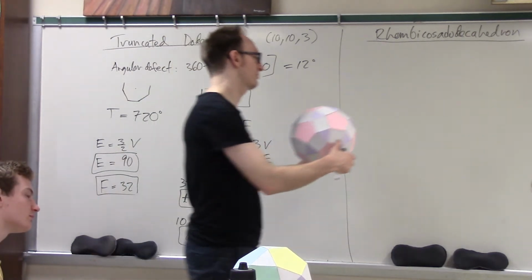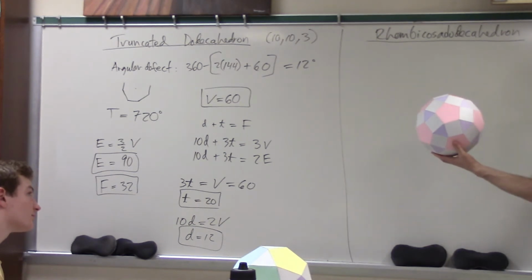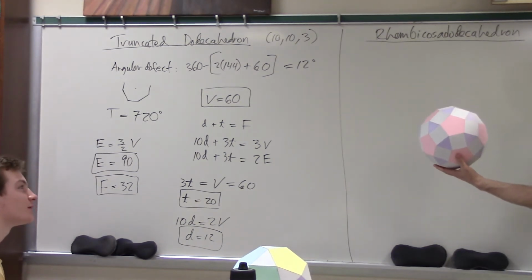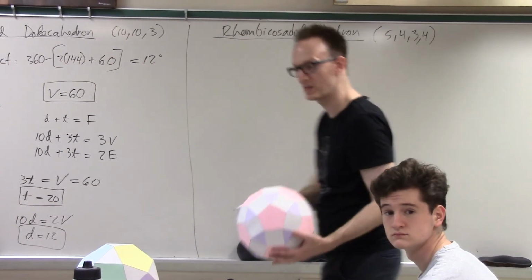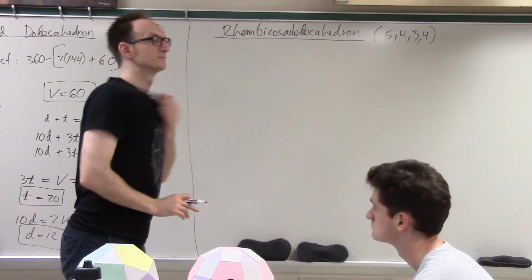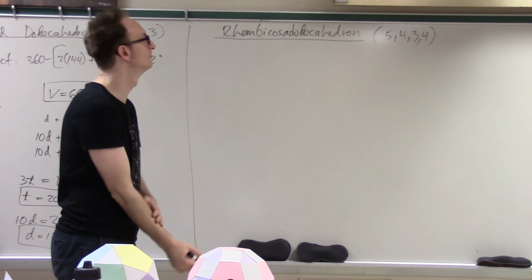But really what's important, and what I would just give you, is that locally every vertex of the rhombicosidodecahedron is a 5, 4, 3, 4. That's what's relevant. Given that information only, find the number of vertices, edges, and faces. Go.